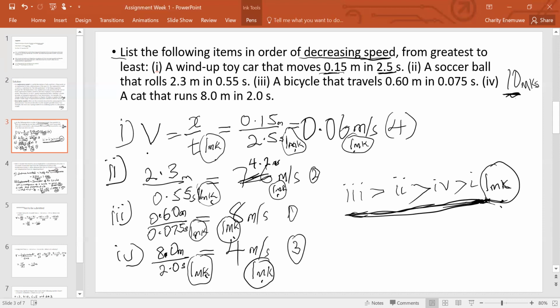So our V, which is our speed, is equal to distance over time, and we got, yes, we got this 0.06 value. We did that for the second one as well. We got 4.2 meters per second. And if we do that to the third, we will get 8 meters. And we apply the same formula to the fourth instruction, and we got 4 meters.